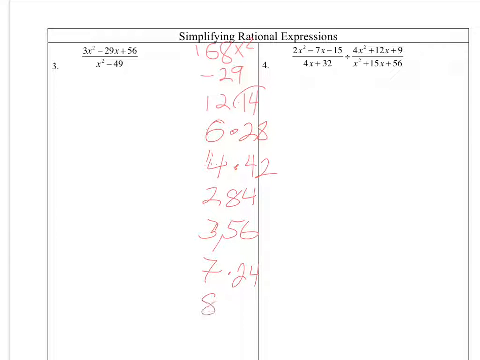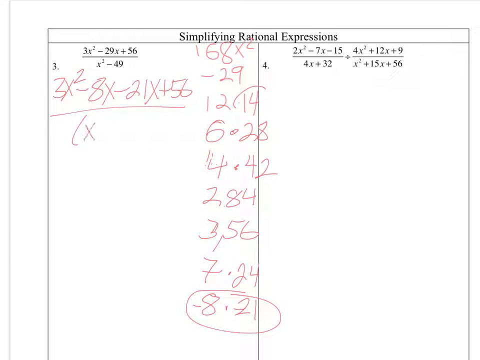8. So that's 4 times 2 is 8, so divide that by 2, 21. And wow, we finally got ones that worked. So that's 3x squared minus 8x minus 21x plus 56 over, and the bottom's going to factor into x plus 7, x minus 7. It's nice when that works out.